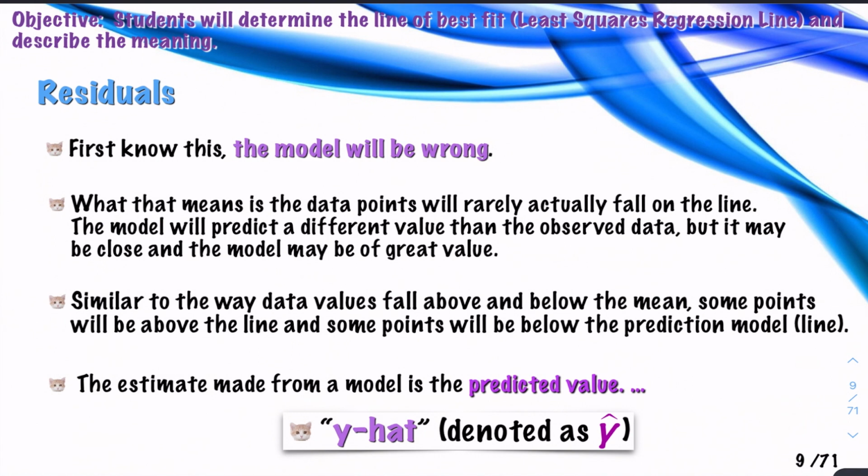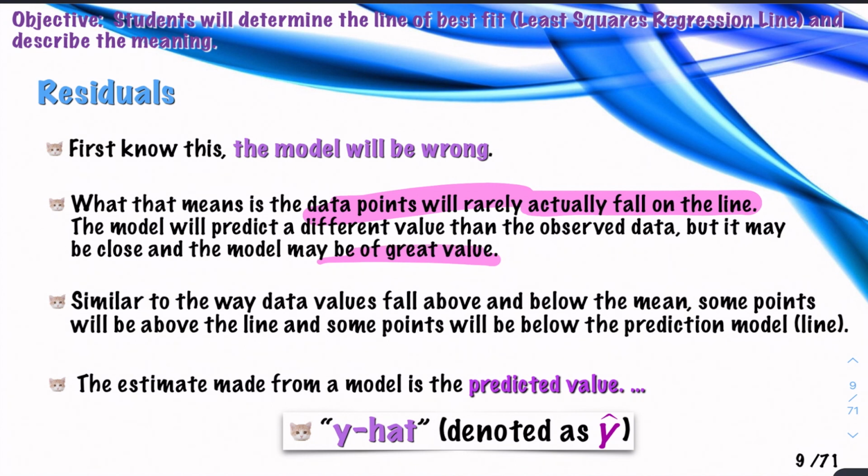So first, off the bat, know this. The model will be wrong. That's not to say that our analysis is not worth doing. That's just saying that our model will not predict all of the actual values that we measure. It's a useful tool, but it's not a perfect tool. So what that means is the data points will rarely actually fall on the line. The model will predict a different value than the observed value, but it may be close and the model may be of great value, and that's what we care about.